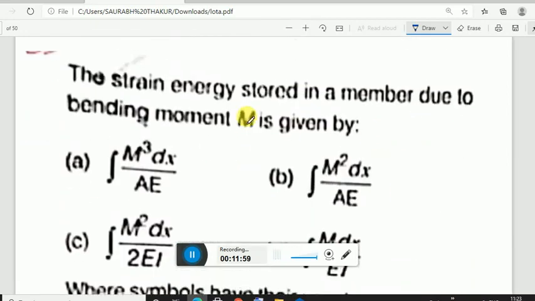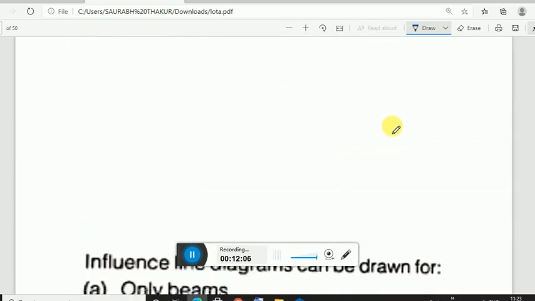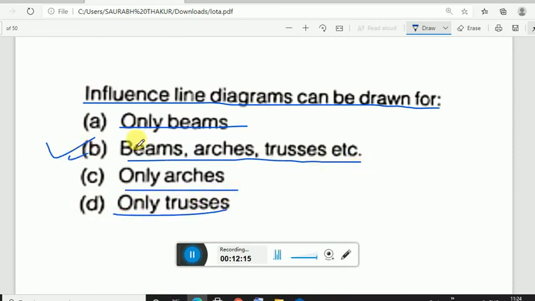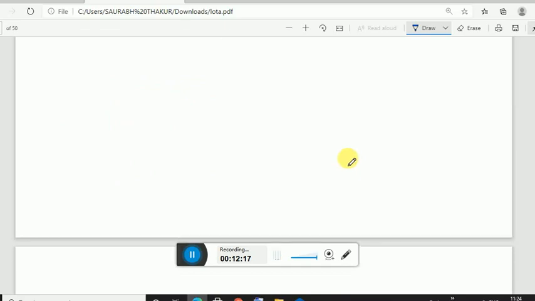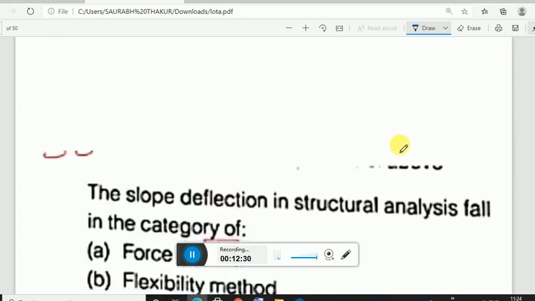Okay, the strain energy stored in a member due to bending moment M is given by integration of M square dx upon 2EI. It is a simple formula. Influence line diagram can be drawn for beams, arches, trusses, etc. It can be drawn for any beam, arch, truss, etc. In a two hinged parabolic arch, an increase in temperature will increase the horizontal thrust.